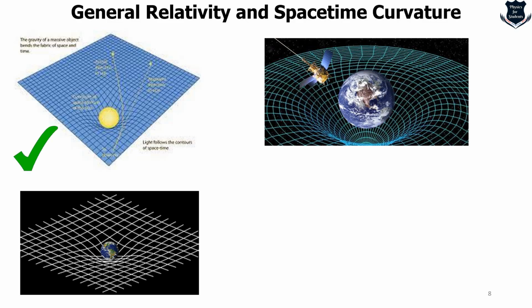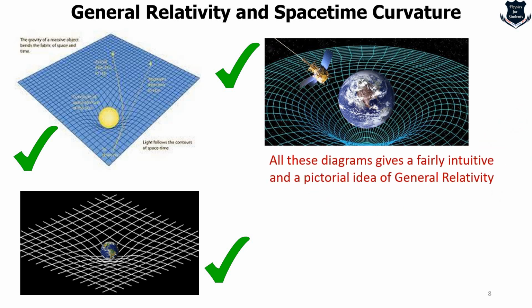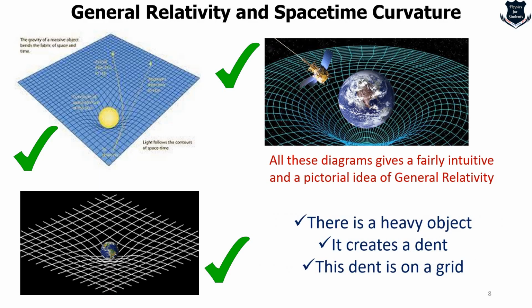Now, what these explain is that this is correct, this one is correct, and this one is equally correct. Although some authors and physicists say that this is not a perfect or precise way to describe general relativity. Now, my idea is that all these diagrams give you a fairly intuitive idea of what general relativity is all about. And it says three essential things.